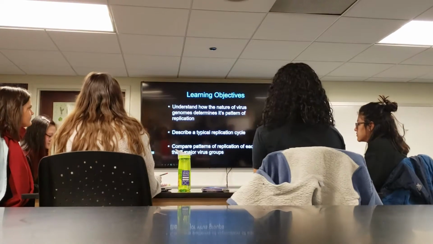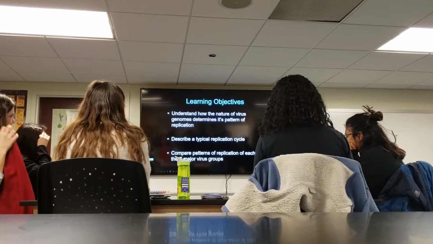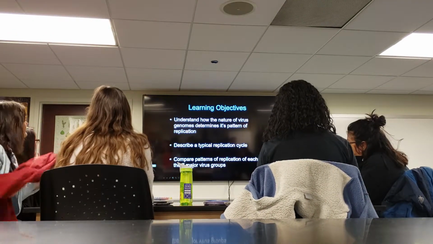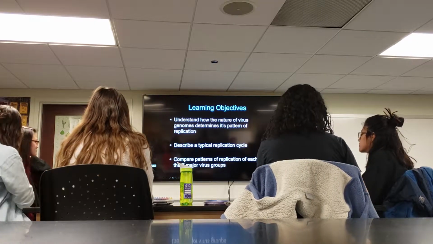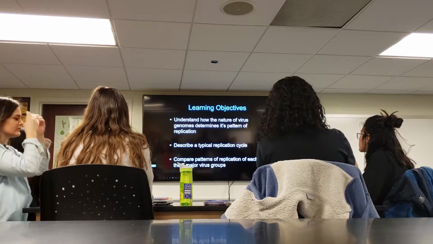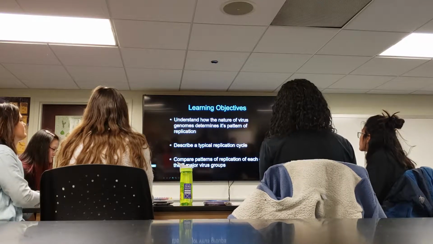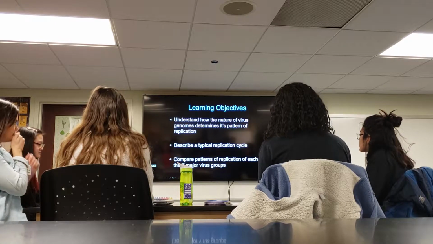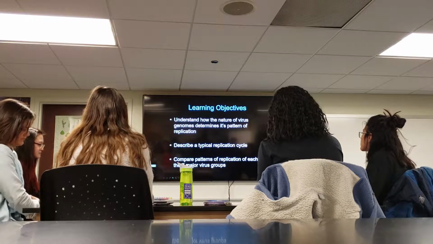So here are our learning objectives for Chapter 4. We want to understand how the nature of the virus genome determines its pattern of replication. That's the part that we'll save for next time, where we talk specifically about the different classes of viral genomes and how the way that they are categorized contributes to the replication strategy. Today we'll walk through a typical replication cycle, and then we'll be comparing the patterns of those 7 major classes next time.